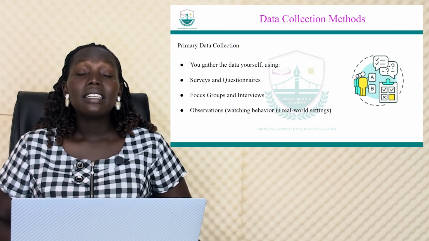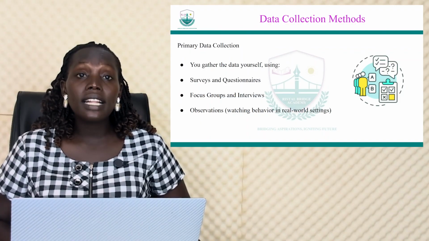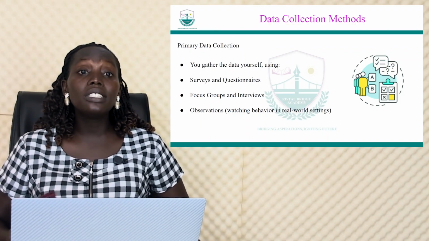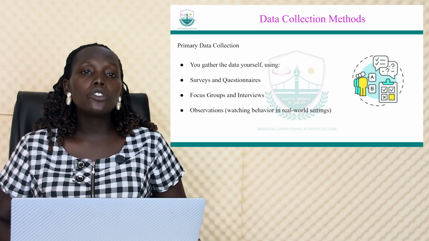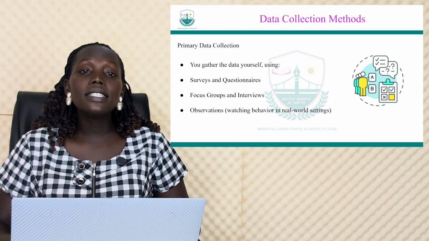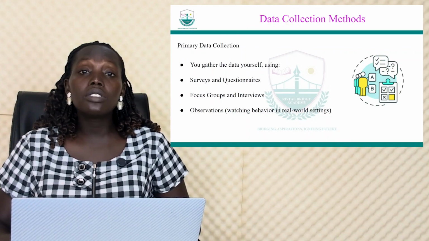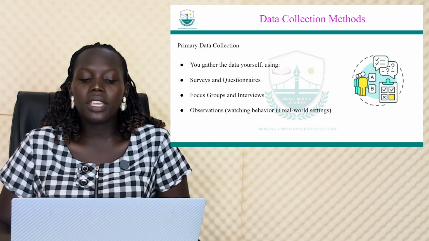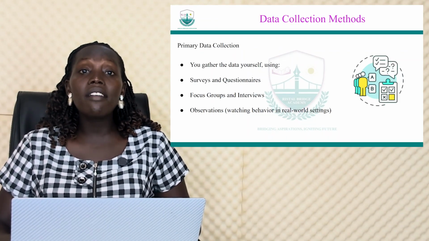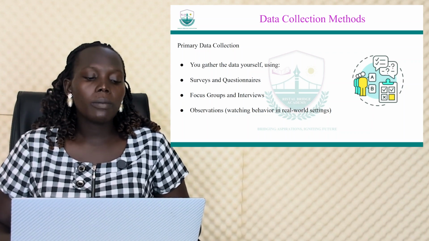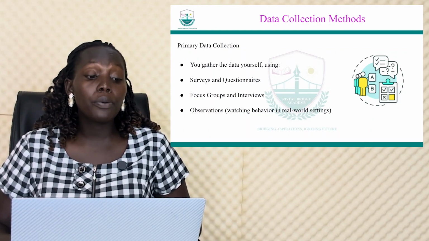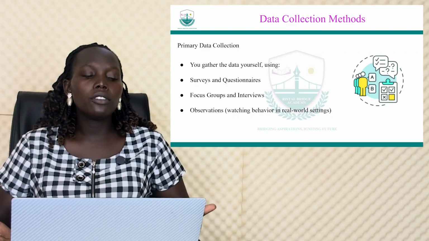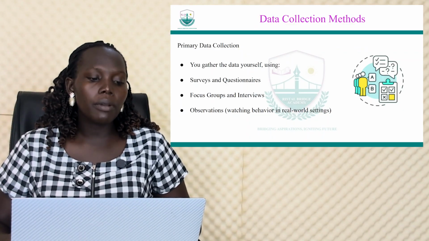The business gathers the data itself, and you can use several methods. You can use the survey method or the questionnaire. And then we also have what we call focus groups and interviews. And then you can decide to use the observation method, which involves watching. You can just watch the behavior in a real world setting. What is the behavior of your customers? So these are the methods that you can use when using primary data to collect information.